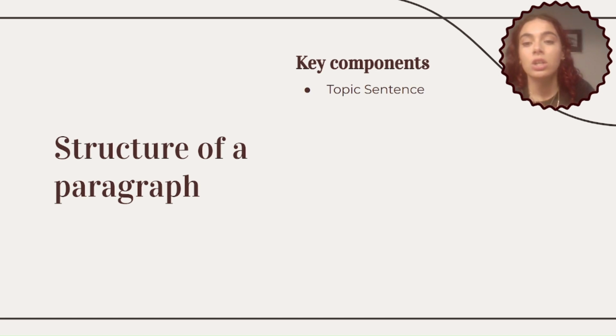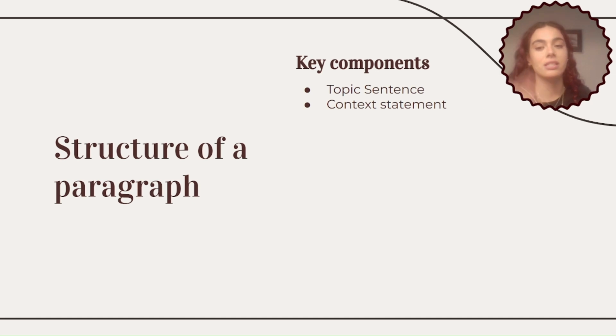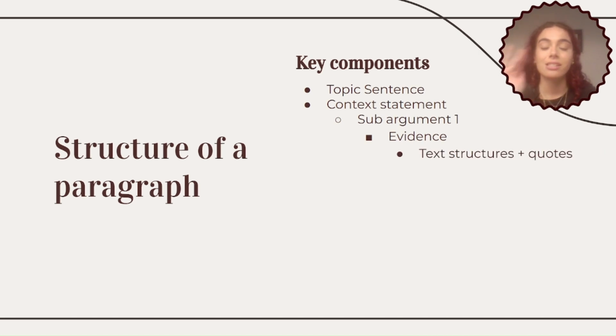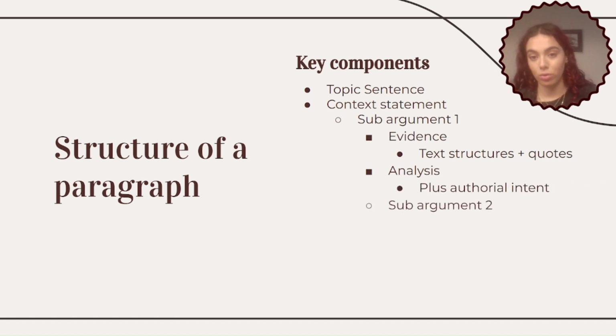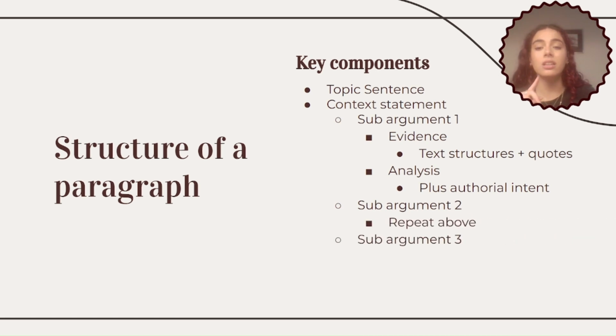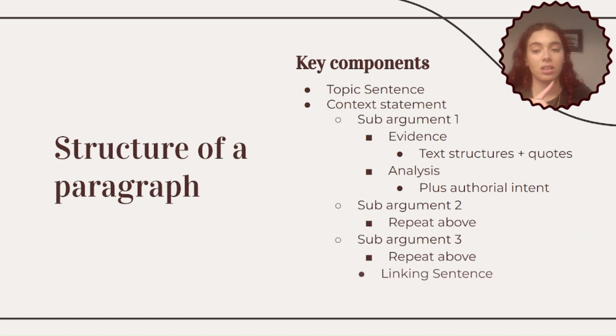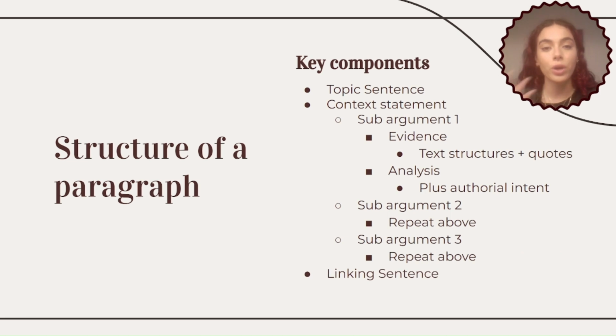So, the key components of a paragraph, generally speaking, are a topic sentence, a context statement, sub-arguments, as I like to call them, which include evidence, text structures and quotes. Let's not forget text structures. It includes analysis and authorial intent, a couple of rounds of that sub-argument, and then your linking sentence. We're going to go through what these things mean, so if you're not quite sure, don't panic. We're going to go through it.